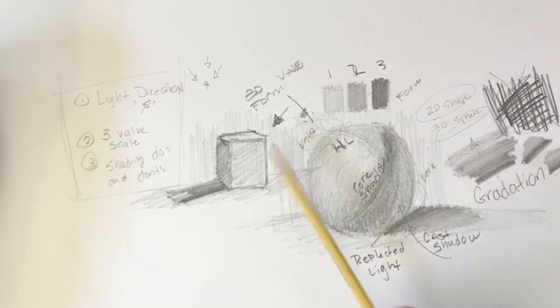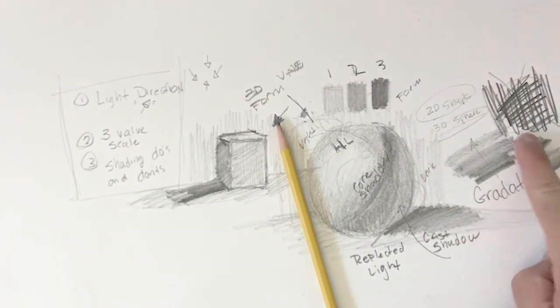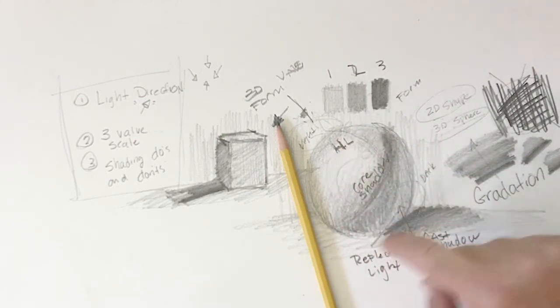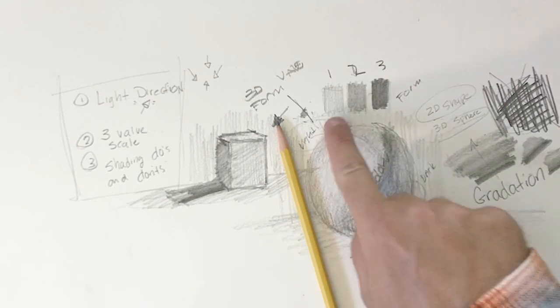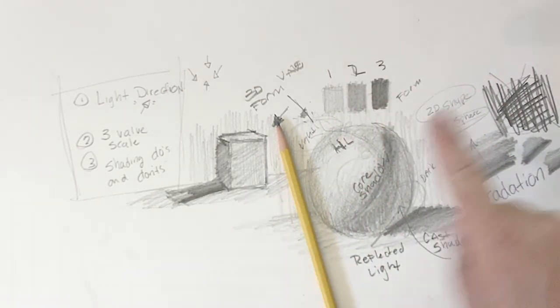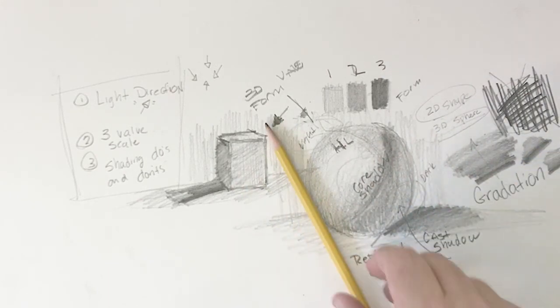Okay, there you go, guys. This is the do's and don'ts on how to shade. You want nice smooth gradation, nice smooth form, using only 3 simple values. Okay, remember, you control the value by controlling the pressure of your pencil. There you go.